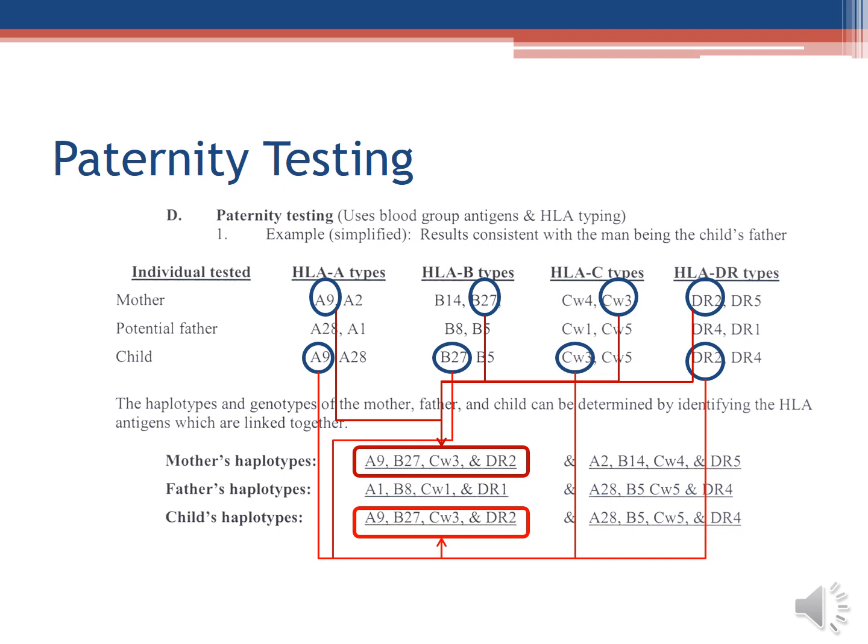Now, what is left over? Okay, so we've already used those and we can't use those again. So what is the other haplotype that the mother has? That would be everything left over. So that would be A2, B14, CW4, and DR5. And we would write that out to the side of the mother's haplotype. And the same for the child. So the child's other haplotype would be A28, B5, CW5, and DR4.